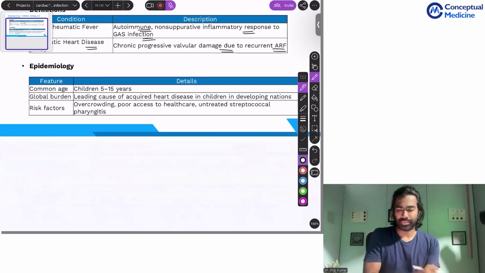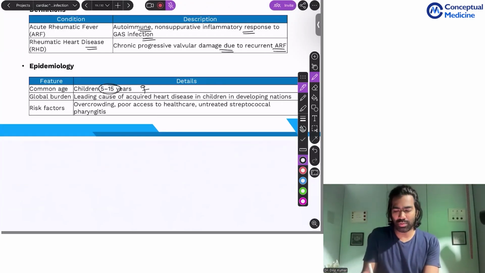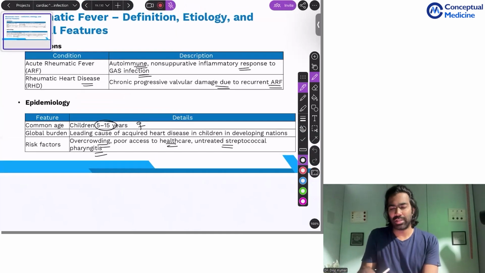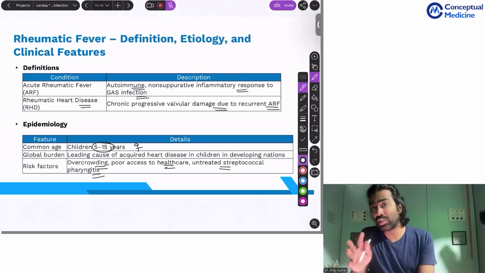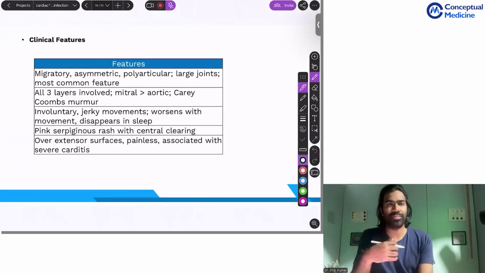Epidemiology-wise, it's common in female children, especially in the age group of 5 to 15 years. And global burden-wise, it's a leading cause of acquired heart disease in children in developing countries. The most important risk factors are overcrowding, poor access to healthcare, and untreated streptococcal pharyngitis. As a part of primary prophylaxis, if you're giving antibiotics like penicillin within 9 days of onset of pharyngitis, you can probably prevent the development of acute rheumatic fever. That's what your guidelines say.